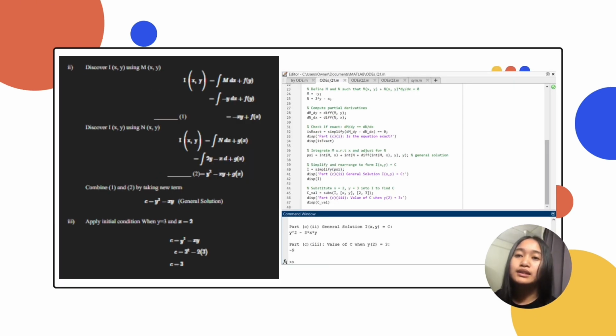The next step is the general solution, where M is integrated with respect to x and adjusted using N for the manual calculation. For the simulation, we use symbolic integration and simplification. The result of this is F(x,y) equals c equals y power of 2 minus xy. And the last step is to apply the initial condition where y(2) equals 3. For the manual calculation and simulation, substitute values to solve for c equals negative 9.